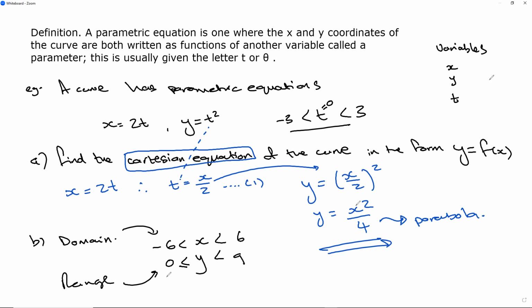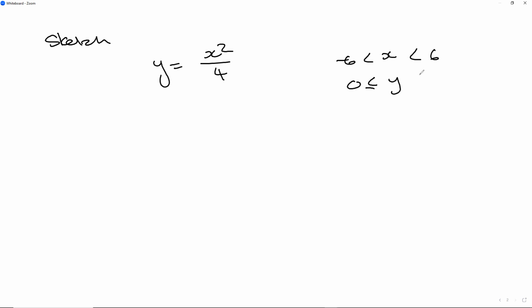The next question says sketch the curve within the given domain for t. So now we want to sketch this curve in the given domain for t. If we're sketching the curve, we're going to be sketching y equals x to the power of 2 over 4. And we said that the domain goes from -6 until 6. The range goes from 0 up till 9. And we're having a parabola.